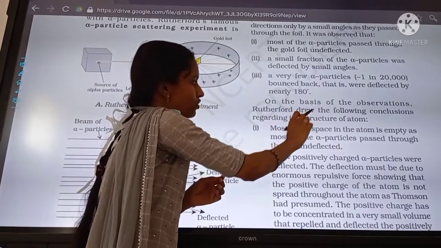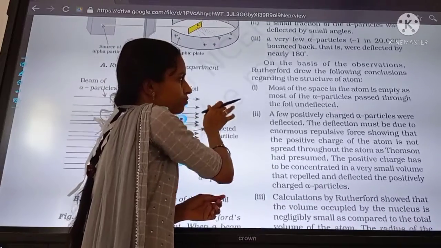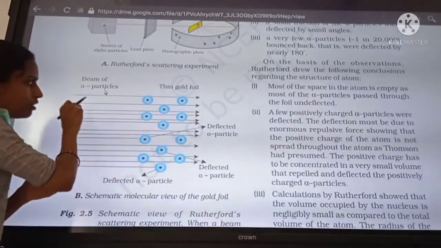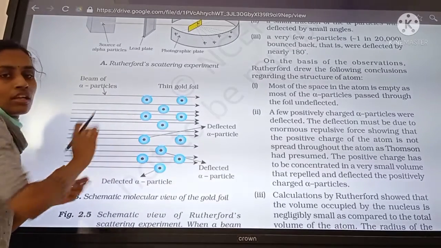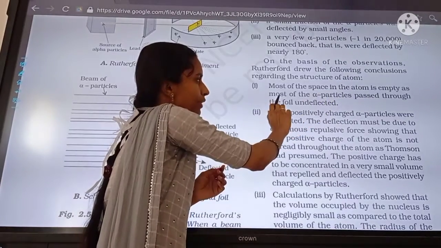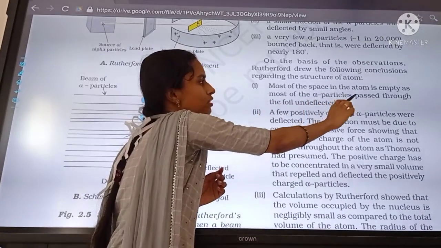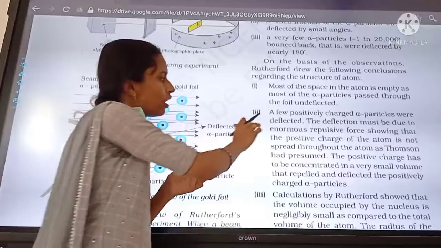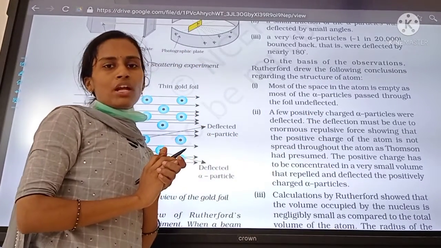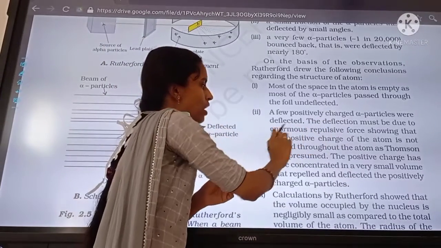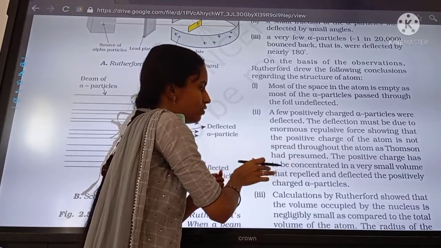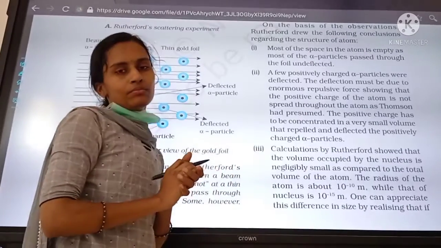On the basis of these observations, he concluded that most of the space in the atom is empty. Based on the first observation, there is no deflection, which means that space doesn't contain any charge. Most of the alpha particles are undeflected, and a few positively charged alpha particles were deflected. The deflection must be due to repulsive force, and it shows that positive charge is not spread throughout the atom.